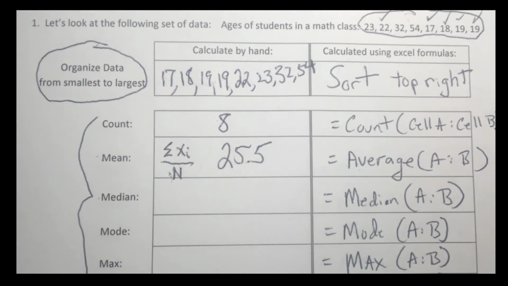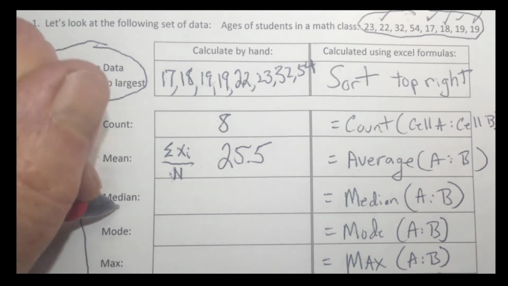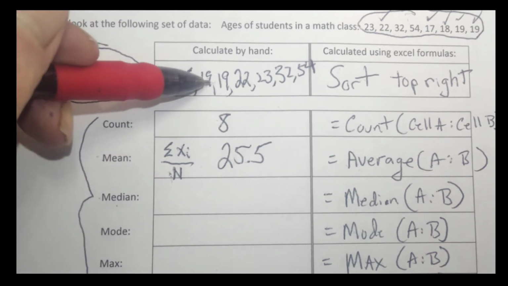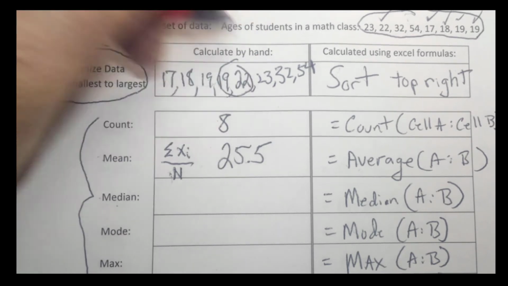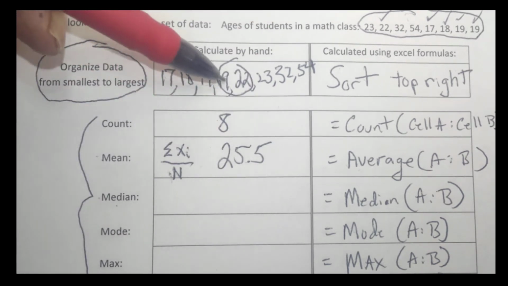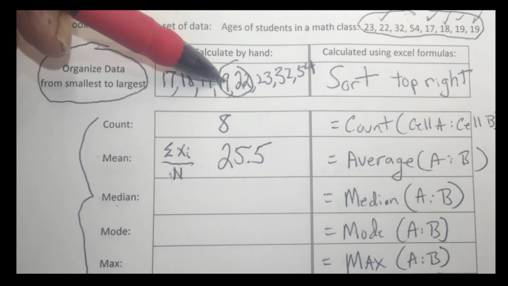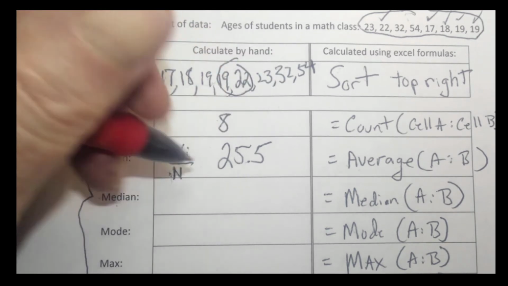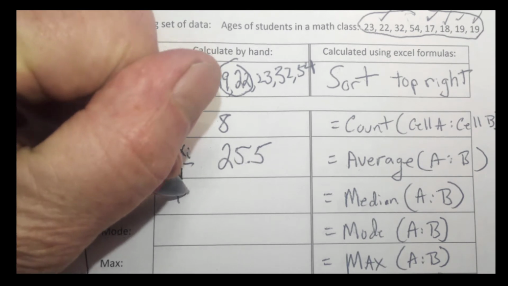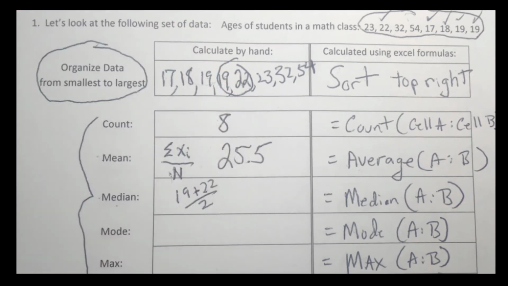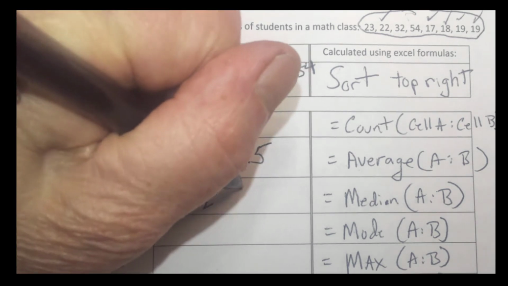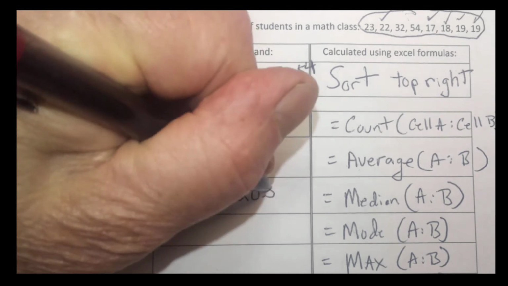Now the median is the one in the middle. So the middle of this one has actually 2 in the middle, 19 and 22. Those are 2 in the middle. So when you have 2 in the middle, what you do is find the average between the two. So that's 19 plus 22 divided by 2, which would give us 41 divided by 2, which is 20.5.